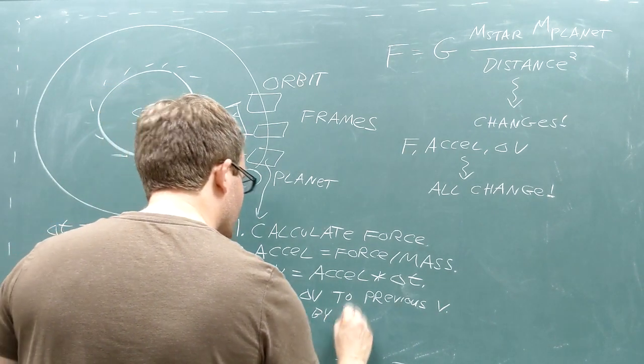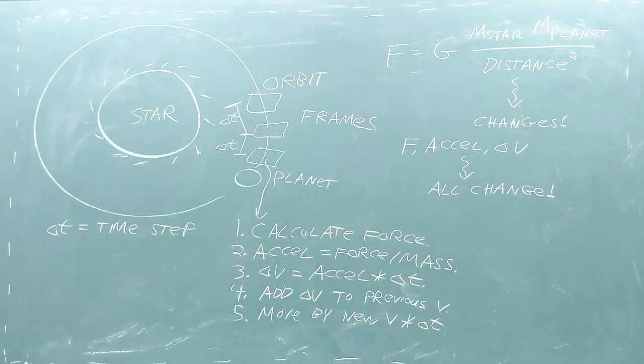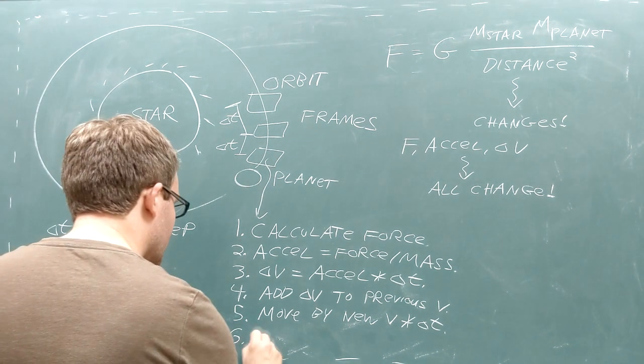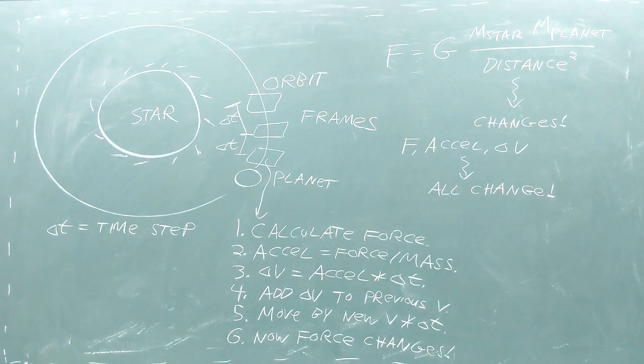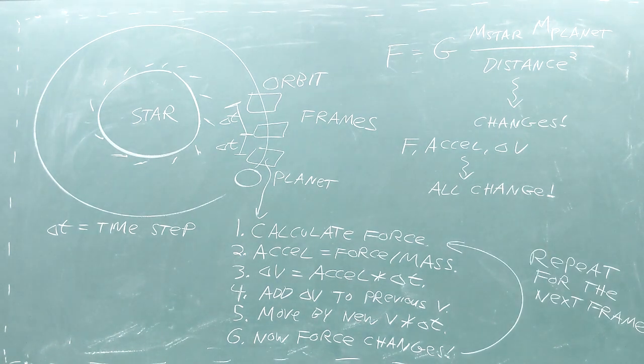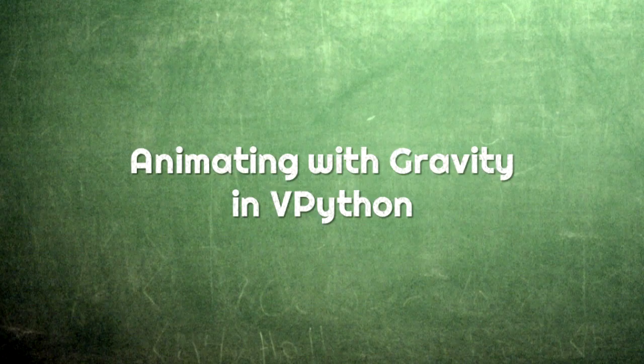Using the velocity for this frame, we can then move the planet by a distance given by its new velocity times the time step. This new position for the planet changes the amount of force the planet feels from the star. By repeating this process one frame at a time, we can animate our planet in space.